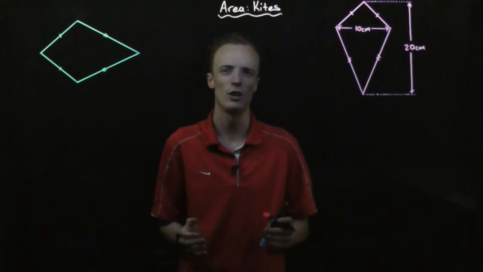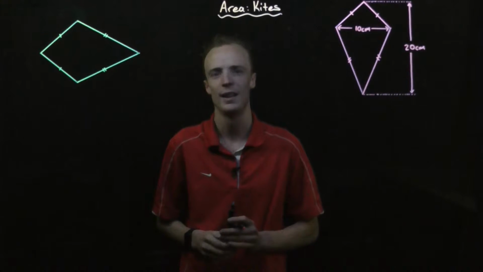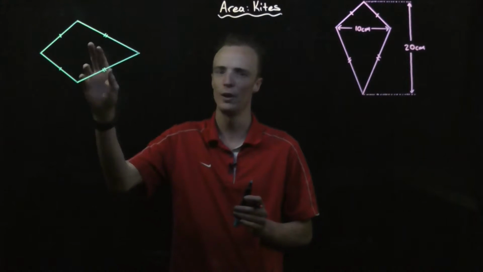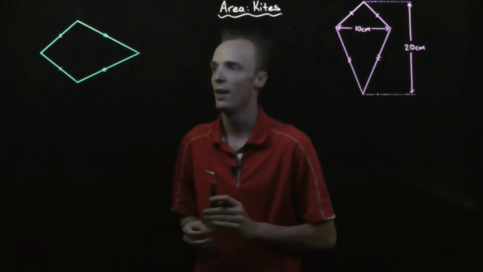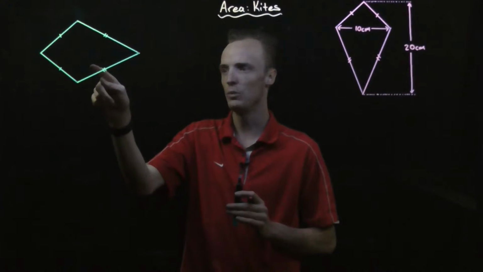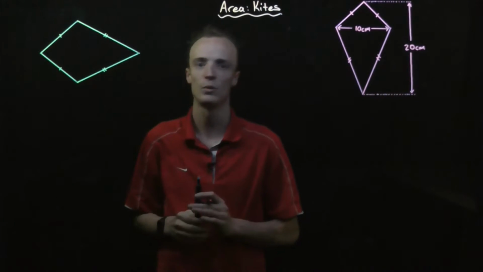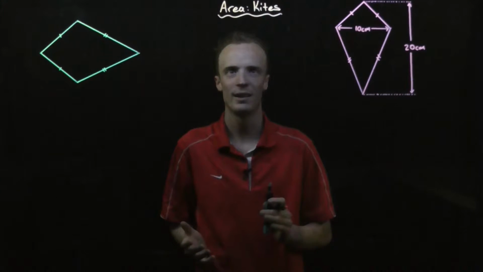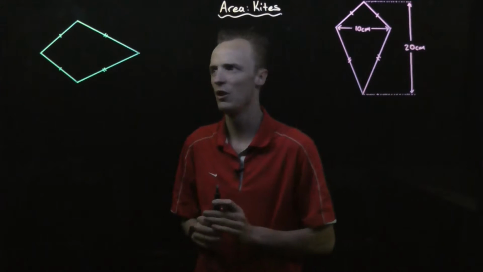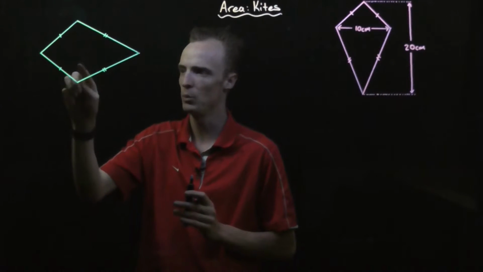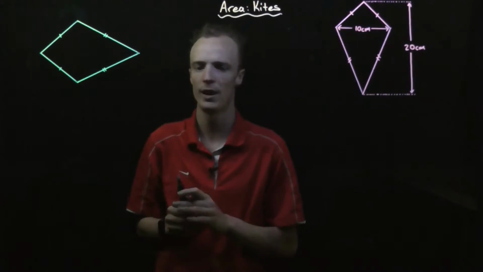In today's video, I'm going to show you how to calculate the area of kites. Now, a kite is a special four-sided shape or quadrilateral that has two equal sides that are connecting to each other and two other equal sides that are connecting to each other. Now, in order to calculate the area of a kite, you actually need to know the distance or the length between the opposite corners of our kite.